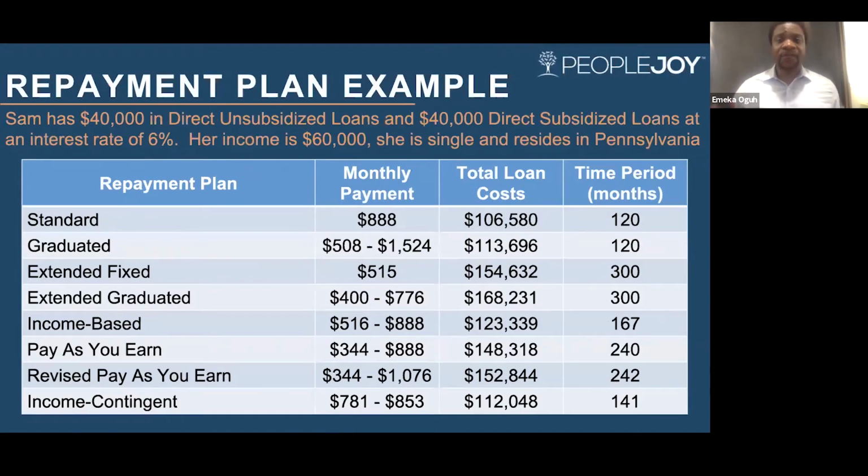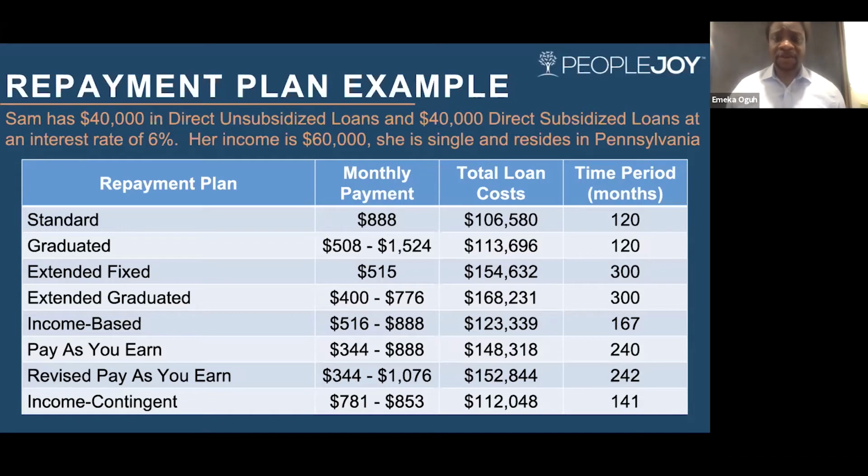So I want to give you a quick example to illustrate what you, as a borrower, might be paying under each of these different repayment plans. So we have a borrower here who has $80,000 of student debt split between unsubsidized loans and subsidized loans. She makes $60,000 a year, and her weighted average interest rate on all her loans is 6%.